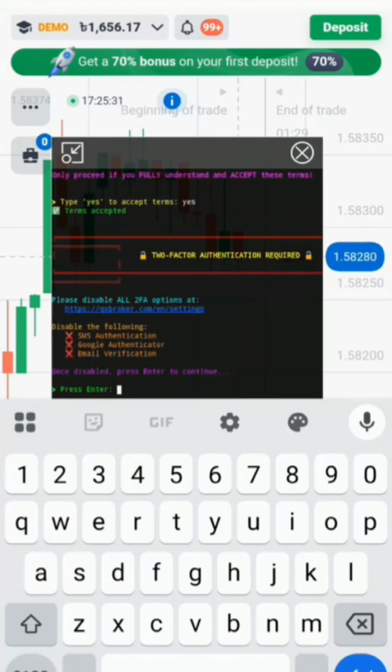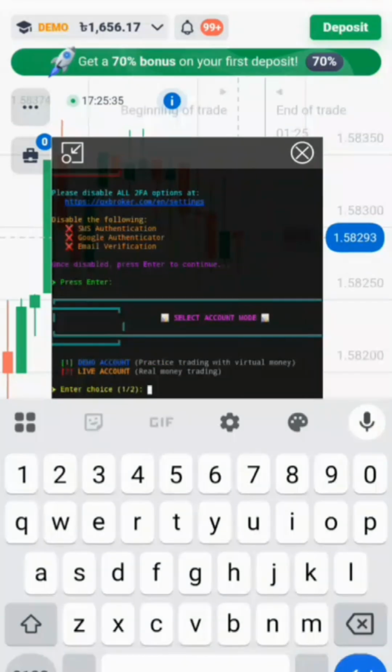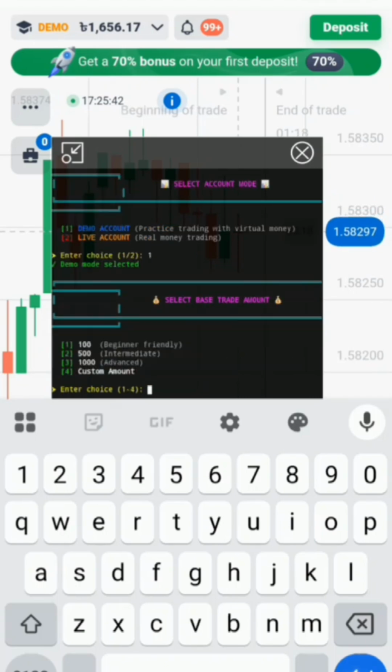Now we press the enter key to start the bot. After starting the bot, we need to select the account type. Press 1 for demo account. Press 2 for live account. I am pressing 1 and selecting the demo account.